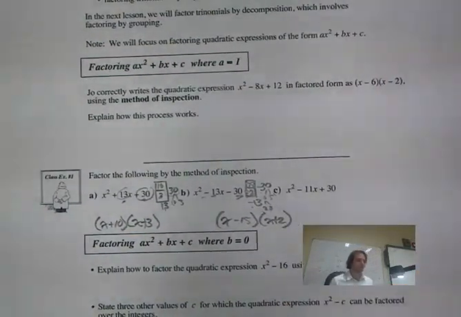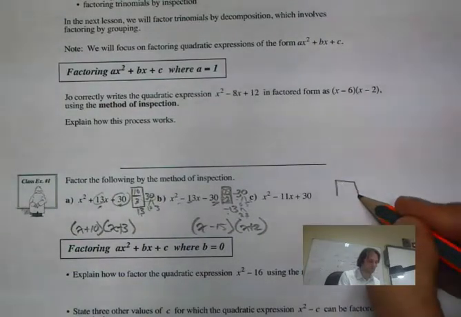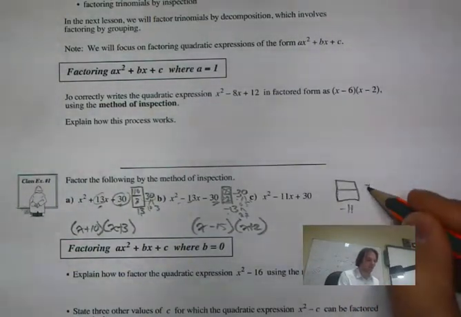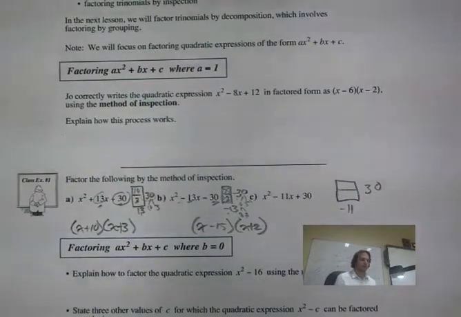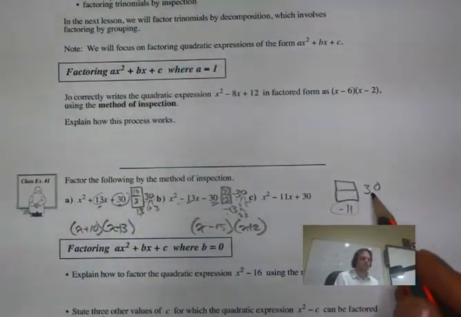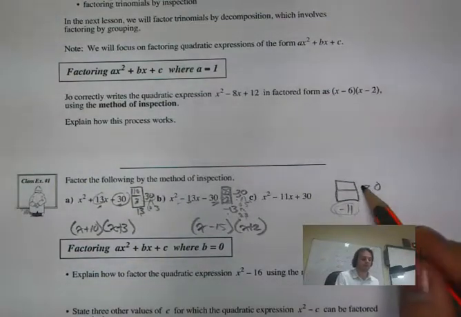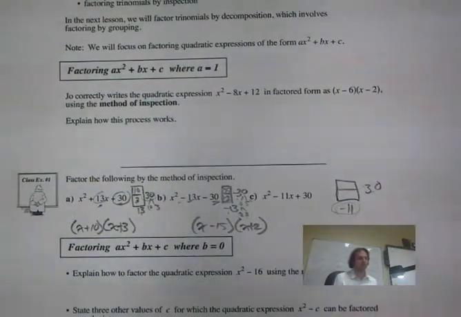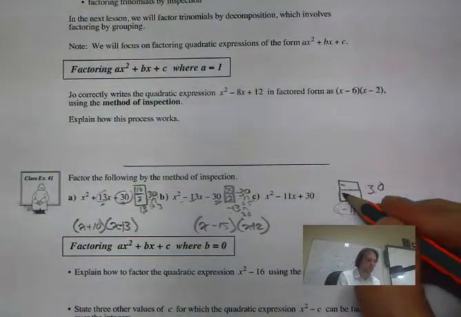Let's take a look at my next one here. Make it a bit bigger. We have negative 11 and 30. Okay, so this tells me both must be negative because this is positive and this is telling me there's at least one negative, and this is positive, so that means both of them are the same, so both must be negative. So we have a negative and a negative.